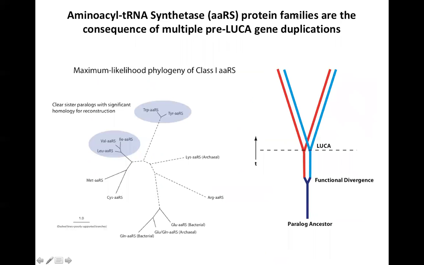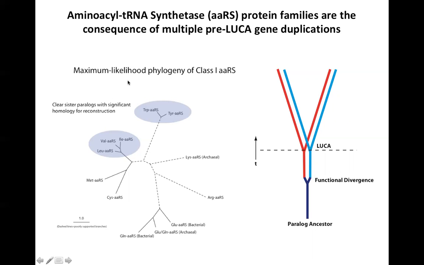Once again, aminoacyl tRNA synthetases, or AARSs. There are two major classes of these that are not homologous. Each class encodes about 10 different synthetases, and all of the divergences leading to the different synthetase types all occurred before LUCA.